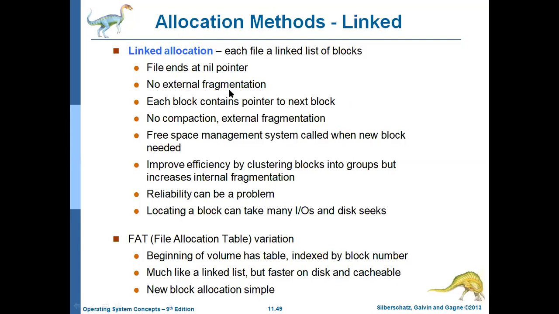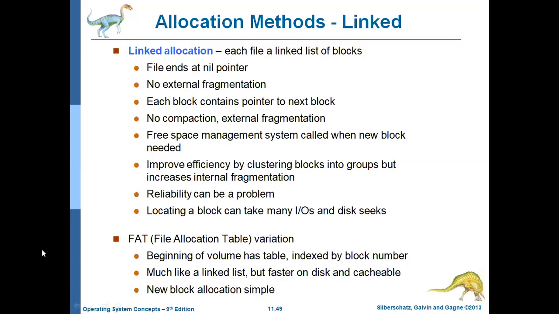No external fragmentation arises here. Each block contains a pointer to the next block. There is no compaction needed, that is, no external fragmentation. The free space management system is called when a new block is needed. It improves efficiency by clustering blocks into groups, but increases internal fragmentation to an extent. Reliability can be a problem. Locating a block can take many input/output operations and disk seeks.